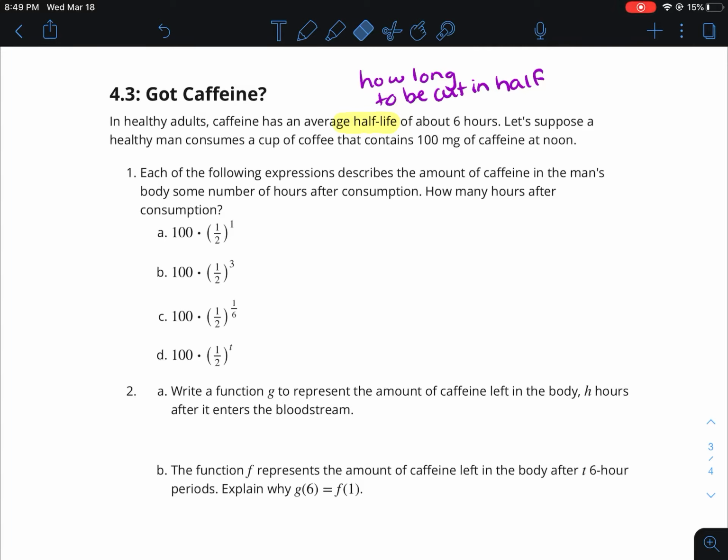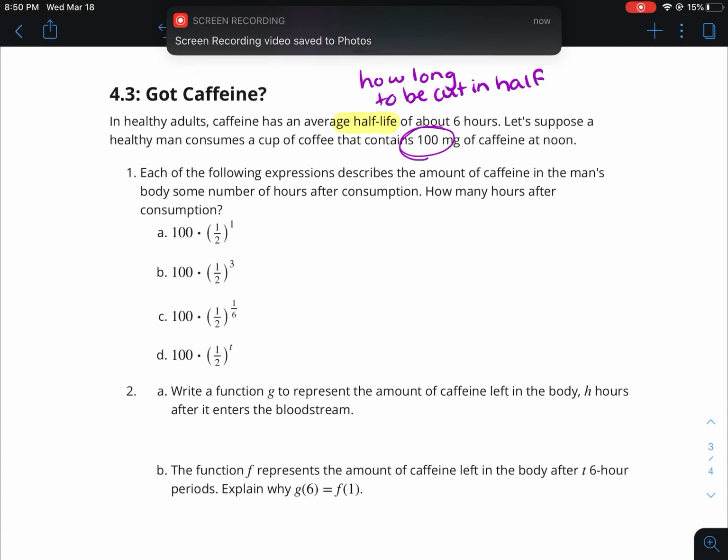All right, guys, so got caffeine. This is the first time we're talking about half-life. Half-life is how long it takes for something to be cut in half, which some of you probably know from chemistry. So we're talking about caffeine, and you start with 100 milligrams at noon. Each of the following describes the amount of caffeine in the body some number of hours after consumption.